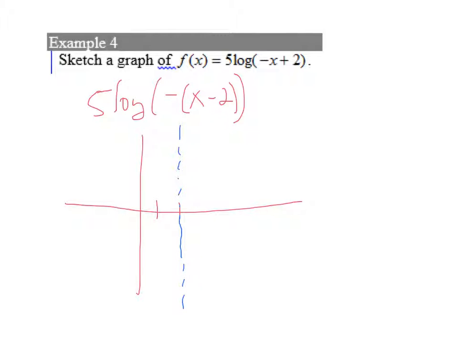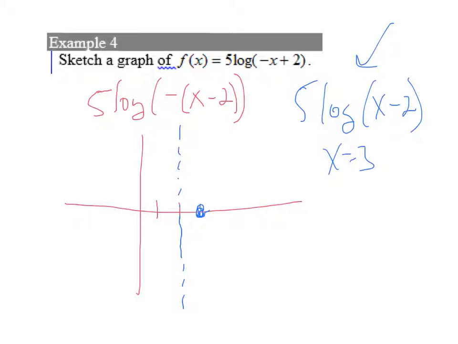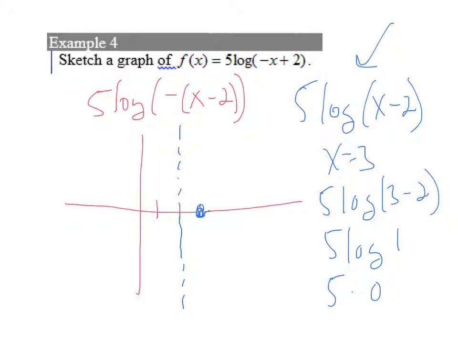And if you think about it, if I had 5 log of x minus 2 and I substitute in x equals 3, what do I get? I'm predicting that this function crosses at this point. If x equals 3, doesn't that give me 5 log of 3 minus 2? And 3 minus 2 is 1. Log of 1. What's the log of 1? Well, 10 to what power is 1? And they all said 0. So it does cross right there.